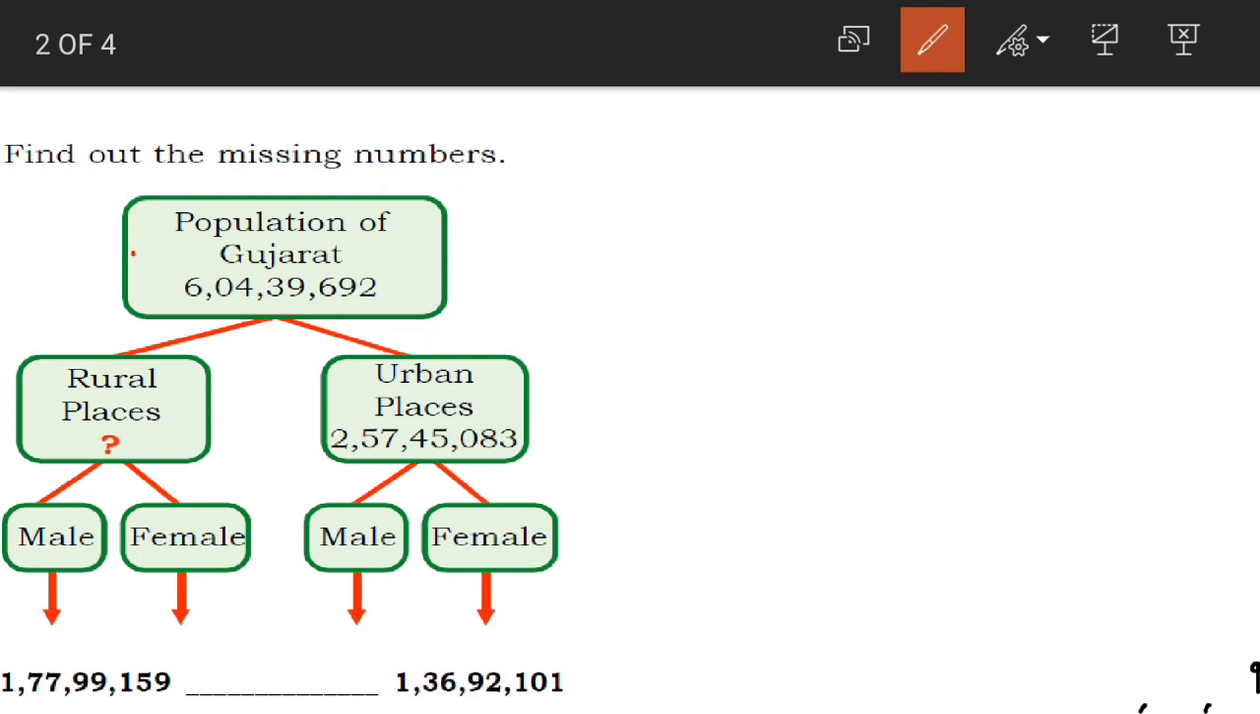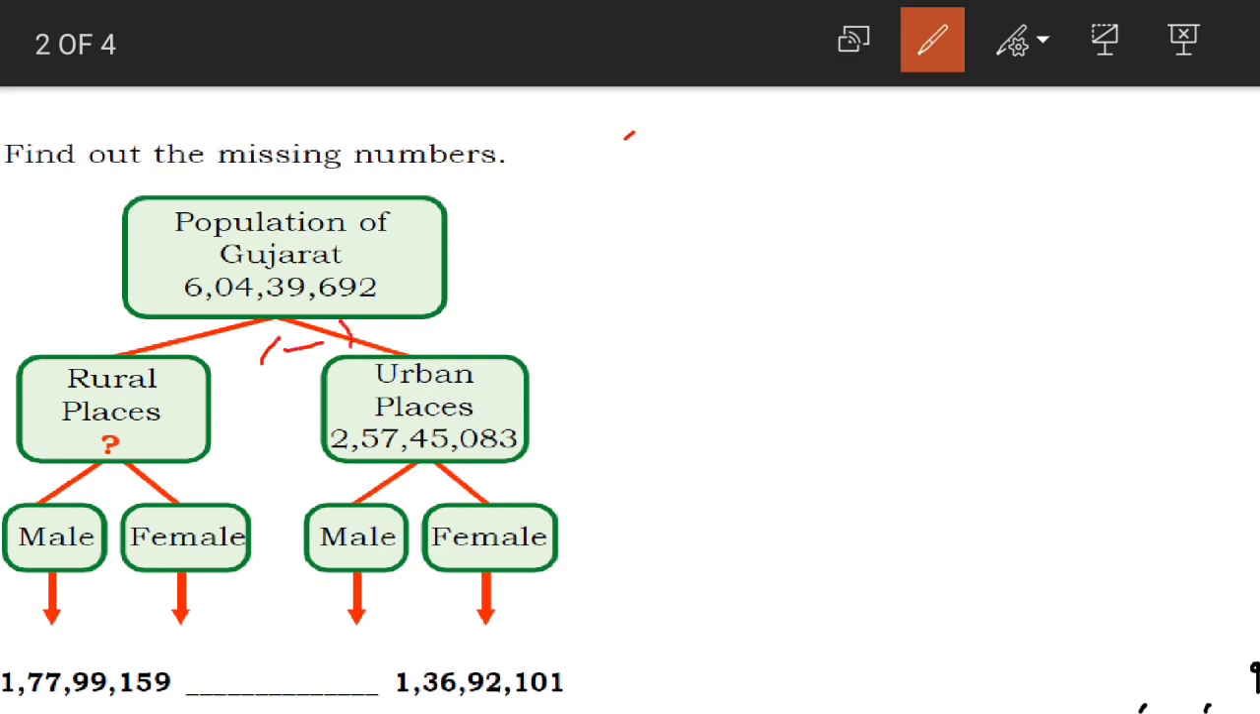Now this is the last topic for our today's class. If you observe, we are given the population of Gujarat. In total, 6,4,39,692 people live in Gujarat. Now in Gujarat we have both rural places and urban places. The population in urban places is given, but the population of rural places is not given. How do we find that out, children?